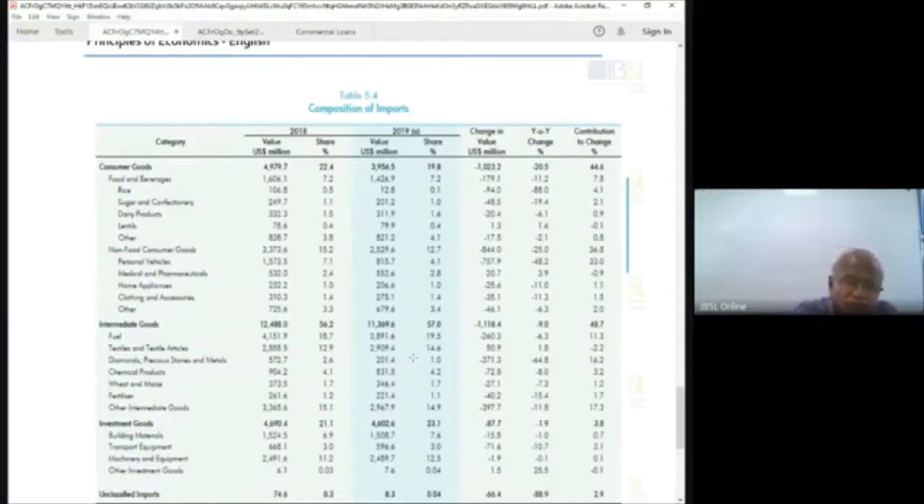Personal vehicles, total in 2018 was 8,157, and now 1,573, a huge drop. Restrictions, some regulations were there, import restrictions were there. Right, the banning of imports. Why is that? Now there's an interesting observation.